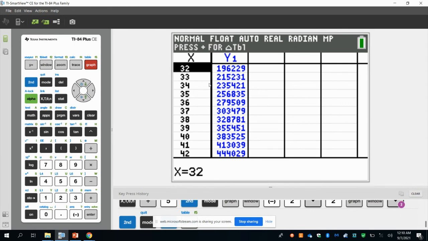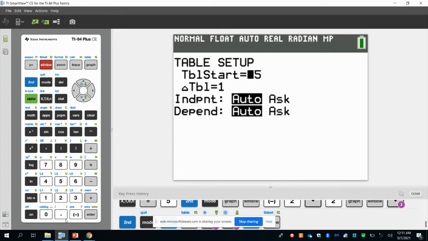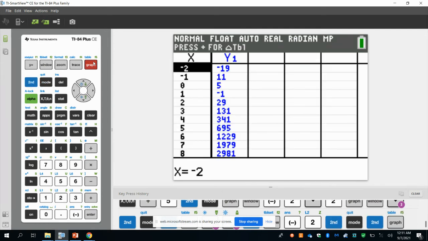So when x equals 30-some, it looks like a huge number, all positive. Oh, there's a -2, +2. We have to set the table, second table set. So it's not 35, it's -2. Okay, now let's see. Second graph, called the table.